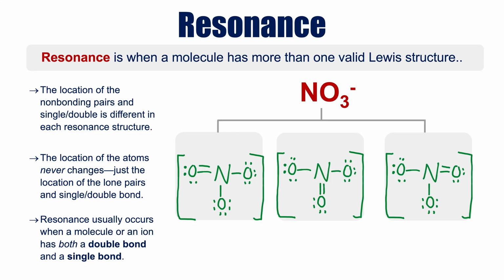But if you're asked for the resonance structures for a molecule, that means you have to draw every single possible version of a Lewis structure for that molecule. So if I was asked for resonance for this one, I would make sure to draw all three of them out. I would show all the different places that that double bond could possibly be placed.